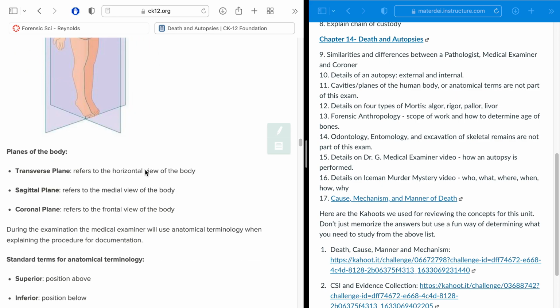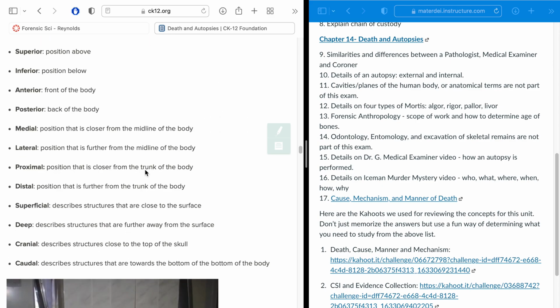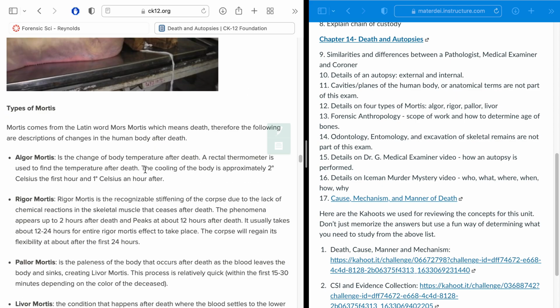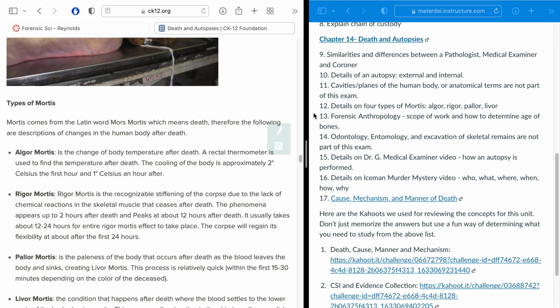And you don't need to know the planes of the body. So we'll go down here to the types of mortis. We're on question number 12. So this is on the test. It's probably got 4 or 5 questions about this.